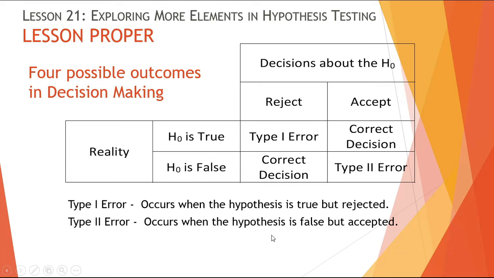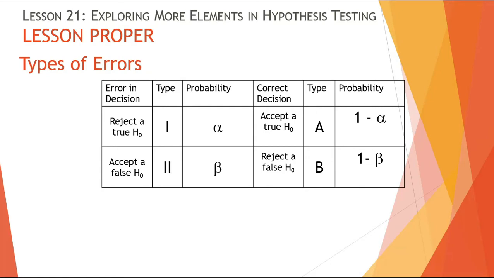So, naunawaan ba? So, ganito lang yan, para madaling matandaan. Type 1 error, kapag totoo pero hindi mo tinanggap. Pero pag type 2, kasinungalingan pero tinatanggap mo. Kuha ba? Okay, good. Now, here are the notations for the errors, types of errors.